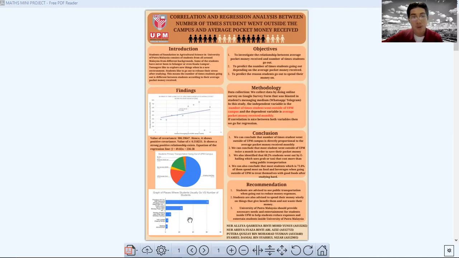So, for the math main project, my group has chosen to do the correlation and regression analysis between the number of times students went outside of the UPM campus and the average pocket money received monthly.